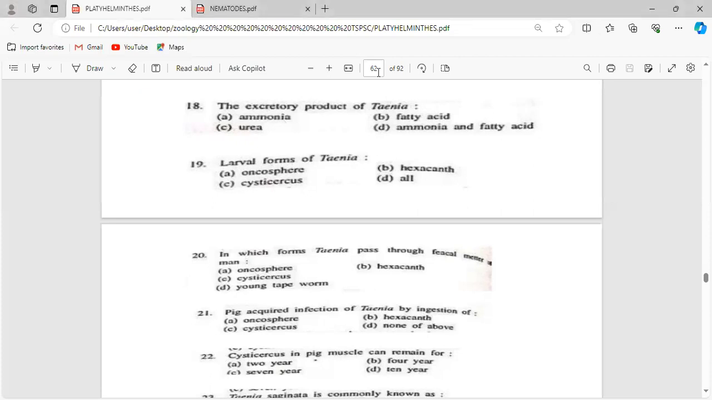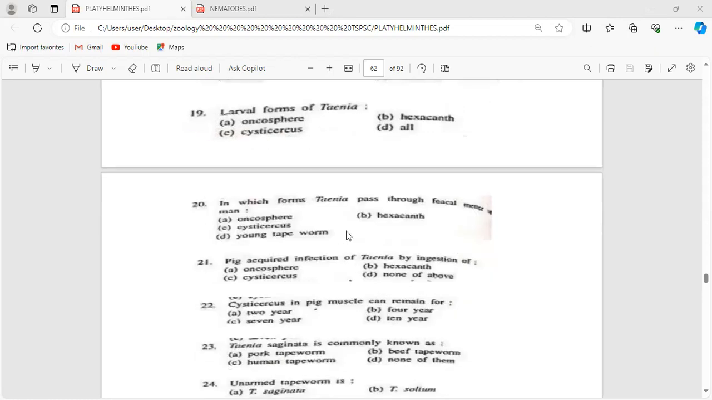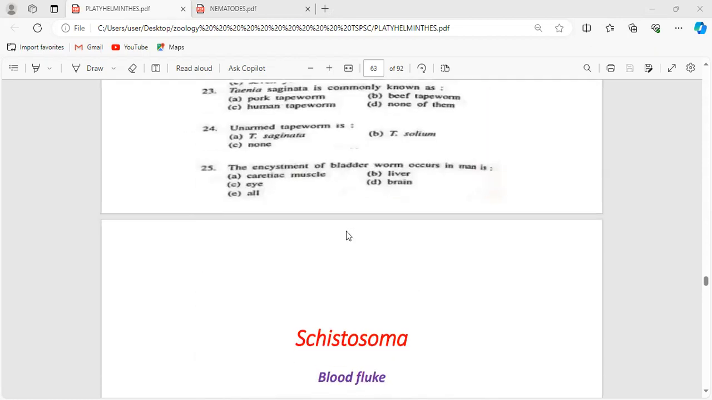What we saw yesterday is Helminthes, and we have completed one of the parasites, that is Taenia. What is the common name for Taenia? Tapeworm. Very good.